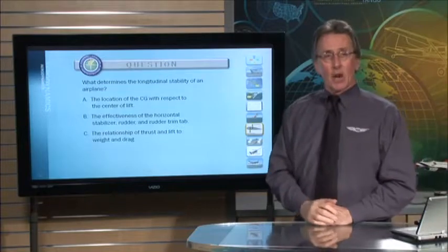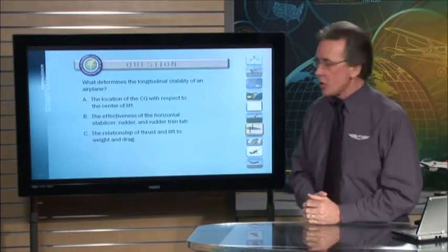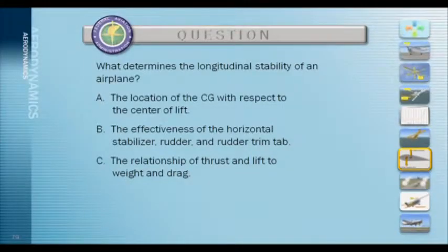Welcome back, and in our examination of stability, let's take a question. The question is, what determines the longitudinal stability of an airplane? Now, there are 3 possible answers. Let's take a moment to have a look at them.